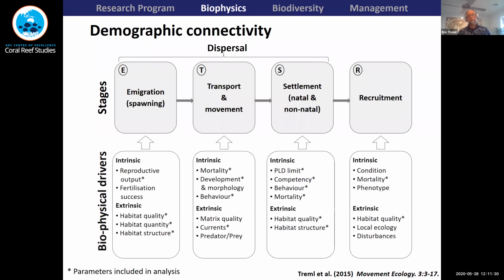And of course, each one of these phases has different biological and physical drivers. So what we've done is we've tried to pull in the majority of these extrinsic and intrinsic drivers into our biophysical model of Port Phillip Bay to ask the question, which one of these physical and biological drivers influence connectivity?